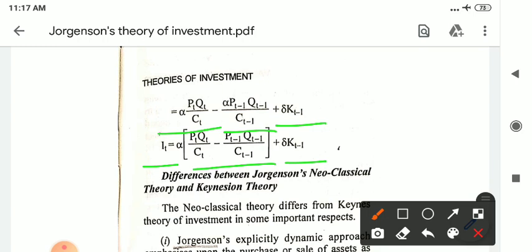We can easily see that Jorgensen's or the neoclassical investment function in T period is a function of P_t, the price level, Q, the aggregate income or output, and C, the user cost of capital. We have already seen that P and Q are in the numerator, which is why they have a positive relation with the investment function, but C is in the denominator. Therefore C, the user cost of capital, has an inverse relation with investment in T period.